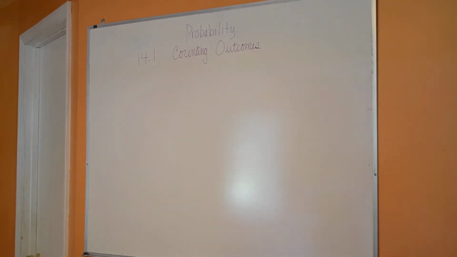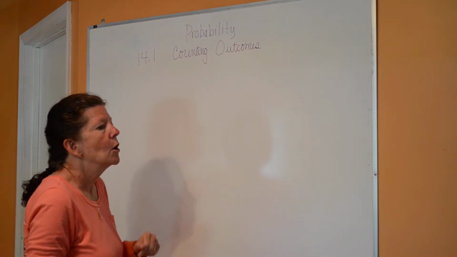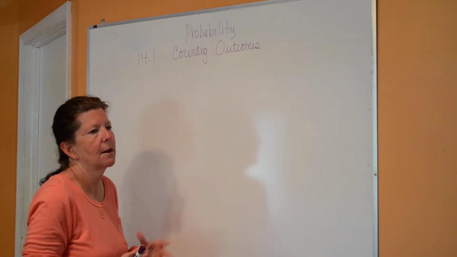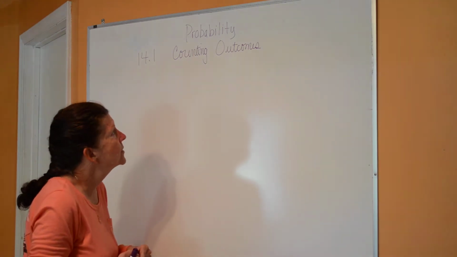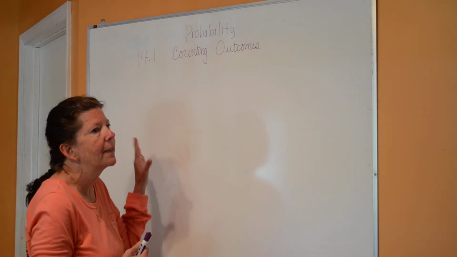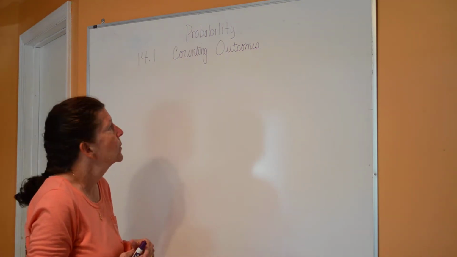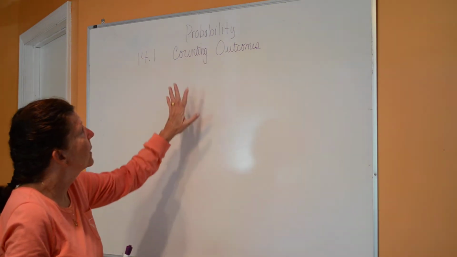Today we're going to start chapter 14. Chapter 14 is on probability, and we will not finish chapter 14, but you're going to have 3 days on information on chapter 14. And so you'll actually be done with math at the end of this week, the 3 days of this week. And so today what we're going to do is talk about counting outcomes.